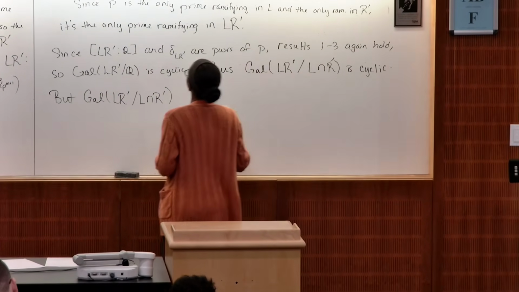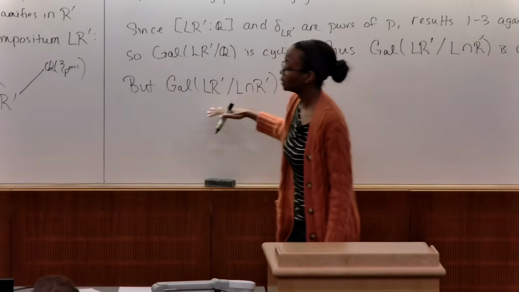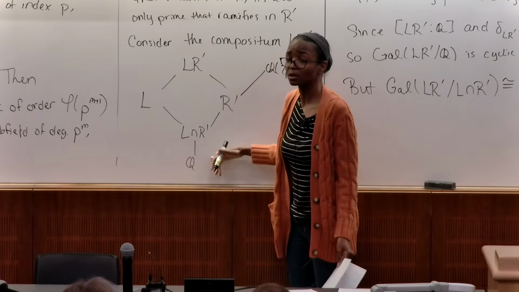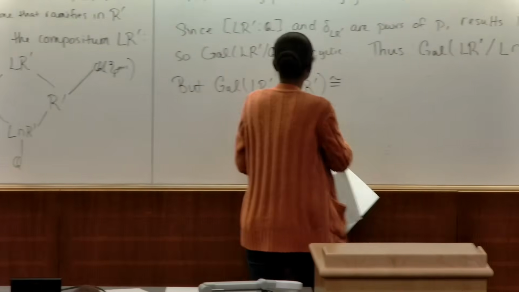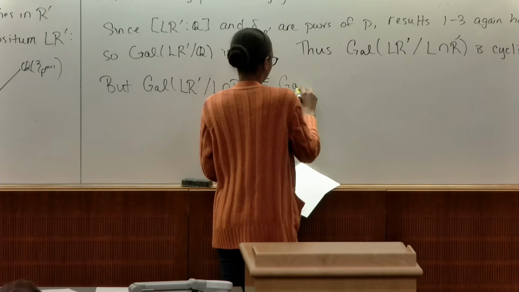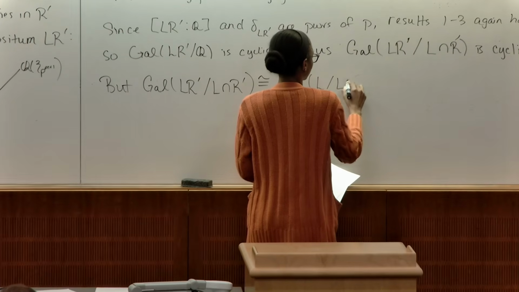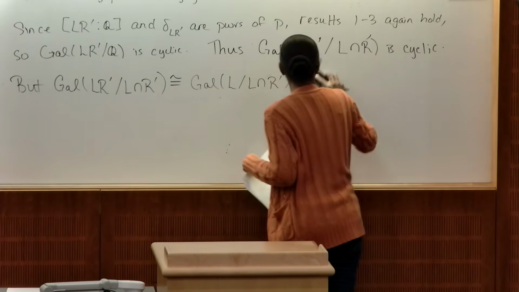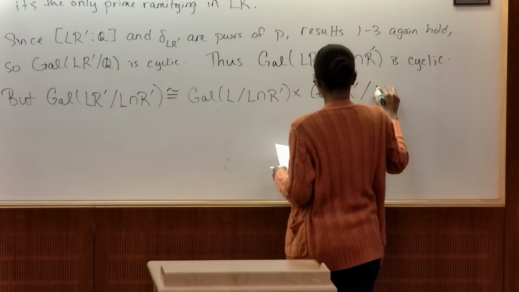R prime, sorry. This Galois group arose as a compositum not just of L and R prime over Q, it's also a compositum of L and R prime over the intersection. That means that its Galois group, because everything we're dealing with is abelian here, is isomorphic to the Galois group of L over the intersection times the Galois group of R prime over the intersection.